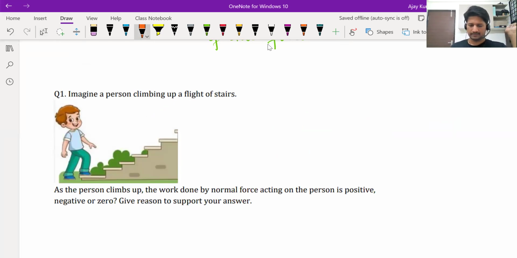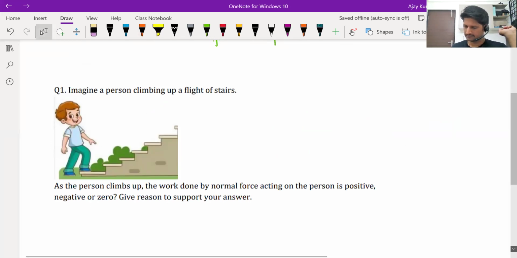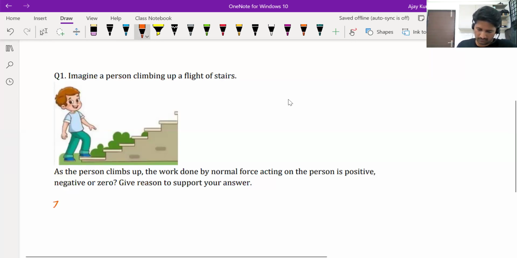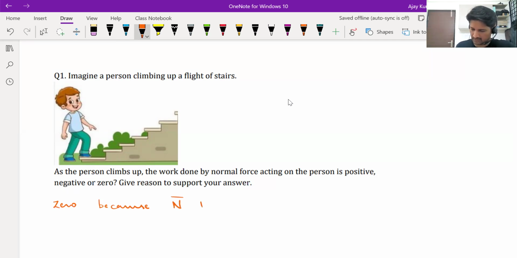Vanilla, what was your answer? Zero, sir. Okay, you said zero, and why? Sir, because normal force is perpendicular to the displacement. Because normal force as a vector is perpendicular to the displacement vector. Why do you think it is perpendicular? See, in this case, you can see the person's foot, the steps and all. In which direction is the normal force acting on the person's foot? Upwards, sir. Vertically upward.